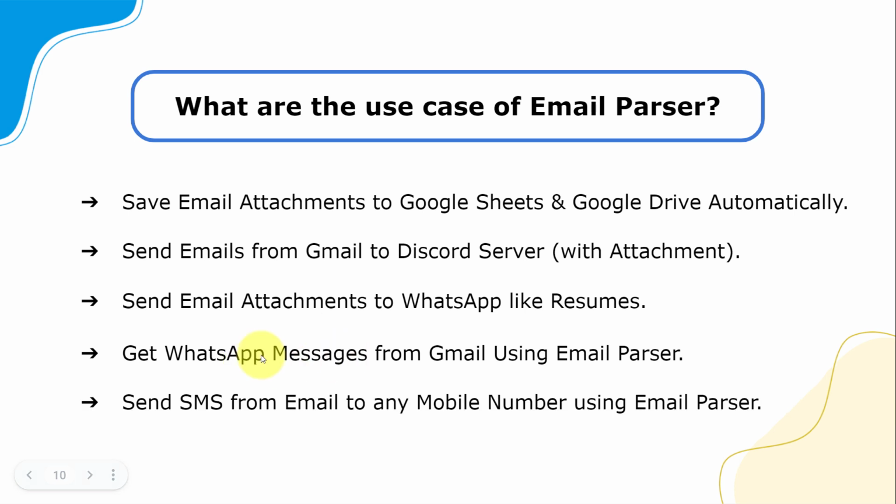Okay, last use case we have is send SMS from email to any mobile number using email parser. Similar to the previous use case where we were receiving the important emails as WhatsApp messages, you can also receive the important emails on your phone number, basically as an SMS as well. I hope you are finding these use cases interesting.